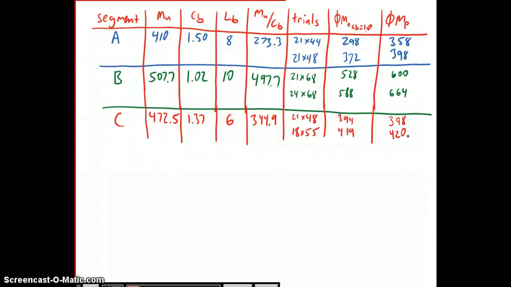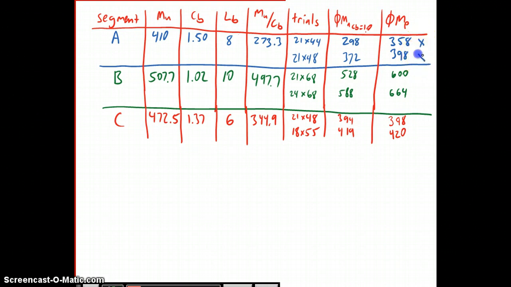Now, once we have phi M sub P for all of our trial shapes, we want to see if we can rule out any of these trials. We do that by comparing phi M sub P to M sub U. And in segment A, 358 and 398 are both less than M sub U.